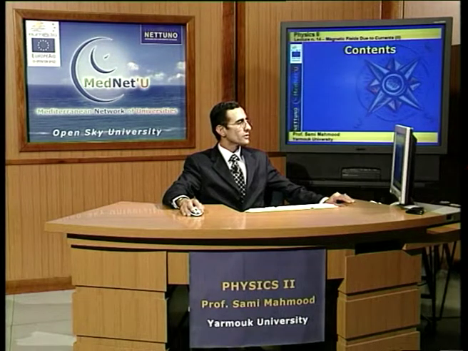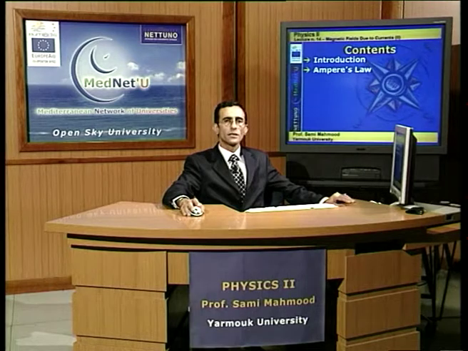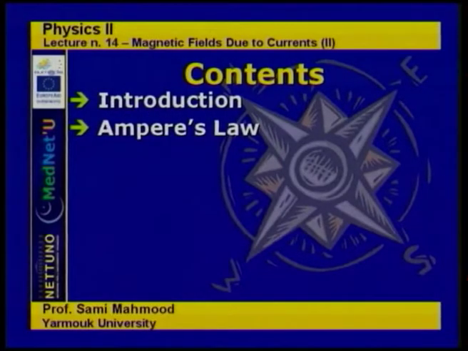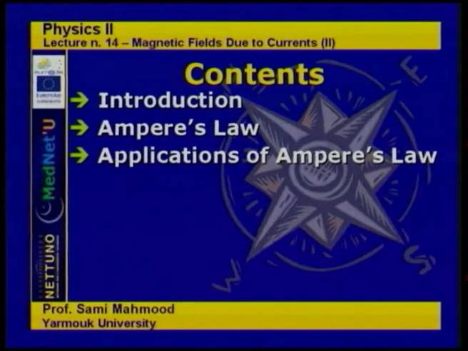And this lecture will contain a quick introduction, and then we will derive Ampere's law, which is the law we use to determine the magnetic field of current-carrying conductors with special symmetries. And then we will use this Ampere's law to evaluate the magnetic field produced by currents in special cases.